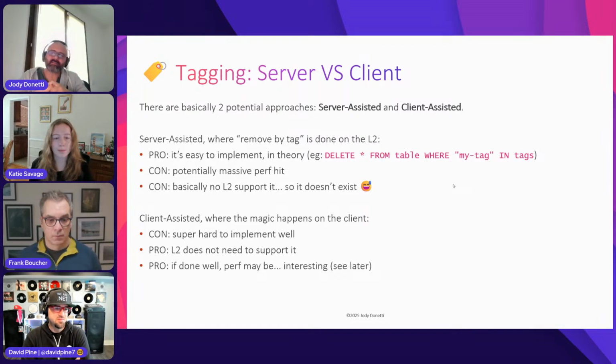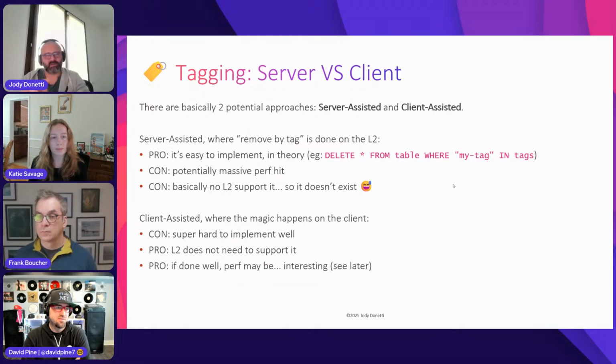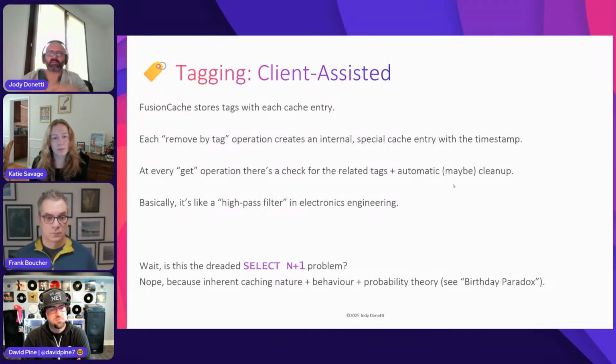On the other hand, the client-assisted approach is basically where the magic happens on the client side, meaning in the caching library, in this case FusionCache. The con is that it is super, super hard to implement, and to implement well. The pro is that you don't need anything from the level 2, so the distributed cache, Redis, Memcached, or whatever. And the other pro is that, if done well, it can not only be good in performance, but even better than the other one, which is counterintuitive at first, but you'll see what I mean in a second. So I picked client-assisted.